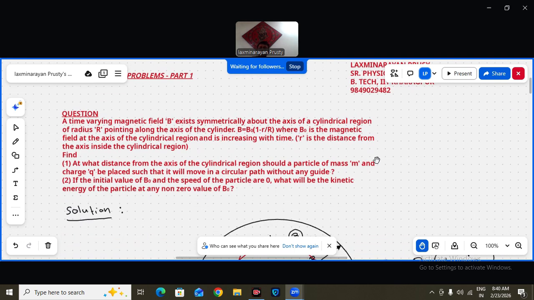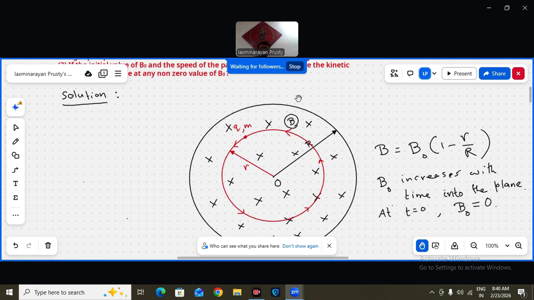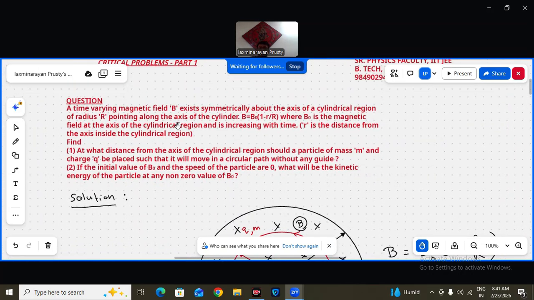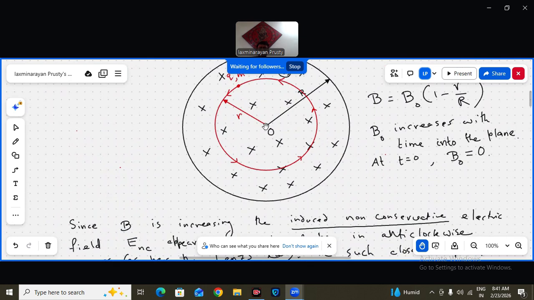Okay. So the question is, a time varying magnetic field B exists symmetrically about the axis of a cylindrical region of radius capital R. This is a cylindrical region, cross section, radius capital R, and a time varying magnetic field B exists inside it. It is pointing along the axis of the cylinder. This is the axis of the cylinder, passes through the center O, and it is pointing parallel to that axis into the plane.